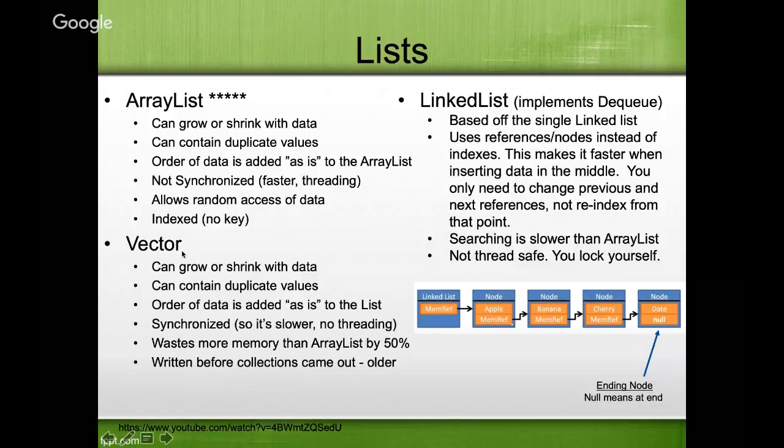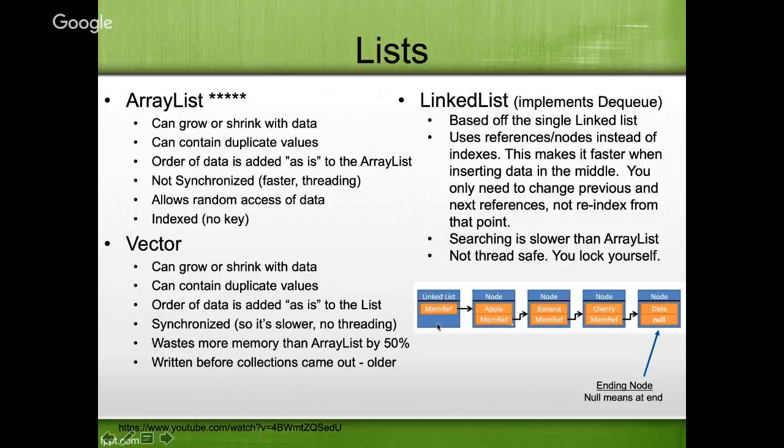So, I mean, it's very similar to an array list, but I think the array list is better because it doesn't waste as much memory, because even though it does grow and shrink, it actually allocates 50% more in chunks. So there's that. Then the linked list is an implementation of or implements DQ.